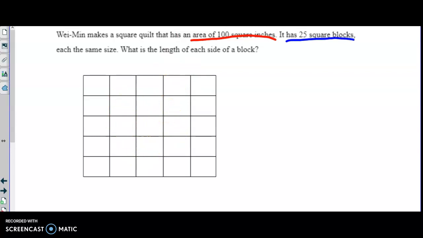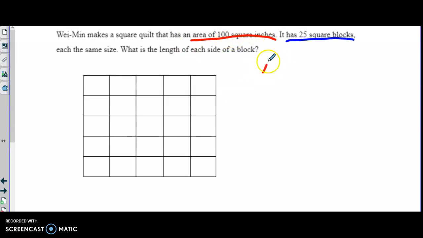What I did is I did a 5 by 5 because that gives me 25. So I have 5 on this side, 1, 2, 3, 4, 5, and I have 5 on this side, 1, 2, 3, 4, 5. And 5 times 5 is 25 blocks. I'm not going to go through and label all 25 of those, but just so you know, that's 25 blocks. We know that the entire area, the whole thing, is 100.